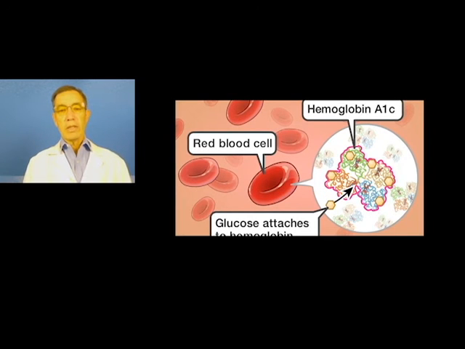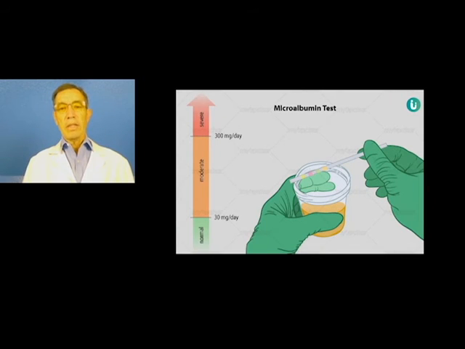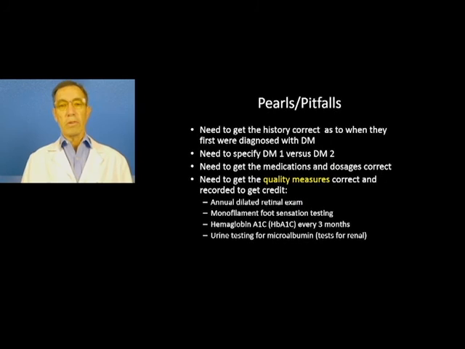And then hemoglobin A1C is where the red blood cell gets glycosylated, or the blood sugar goes around that, and it can let us know how they've done with the diabetes over the last 3 months. And then finally, microalbumin urine testing to see if their kidneys are continuing to work.